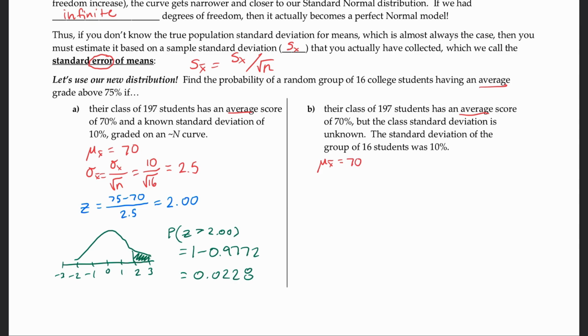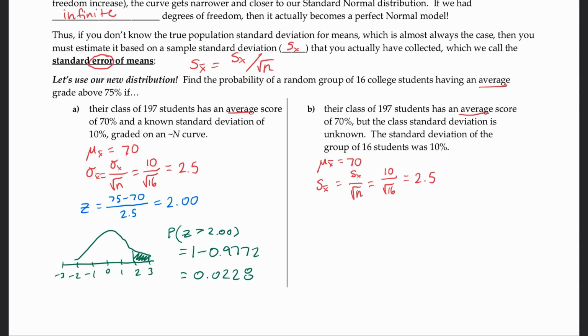Okay, so now to find my standard error this time around, same kind of formula structure, right? But I'm going to end up using that 10% as a standard deviation for a sample. So I'm going S sub x over the square root of n, which is 10 over the square root of 16, which is still 2.5. So we have the exact same mean and standard error for this distribution. We're going to see how our probabilities might change, though.